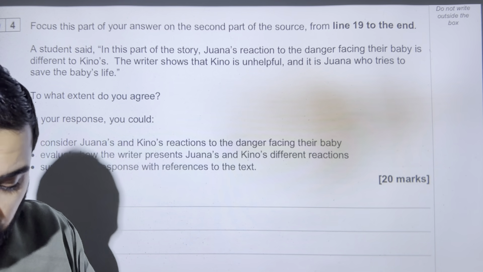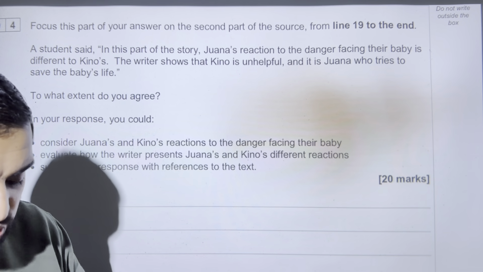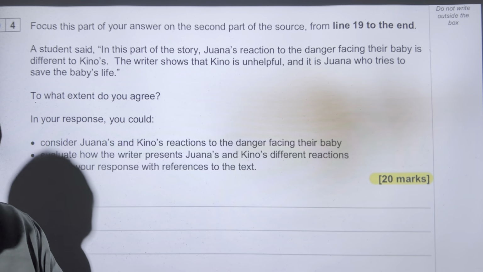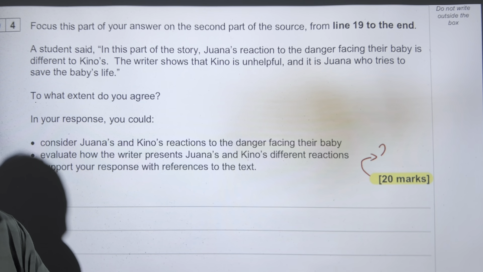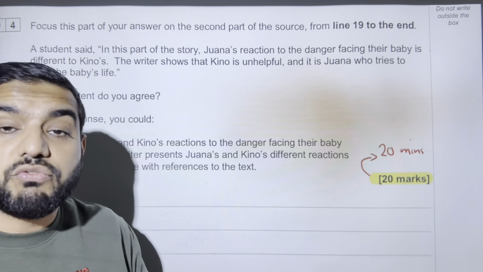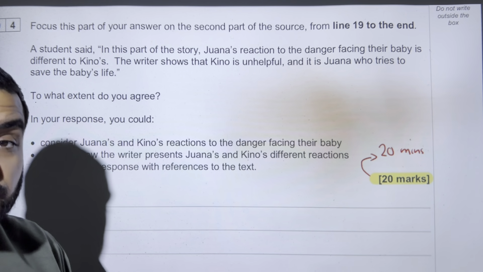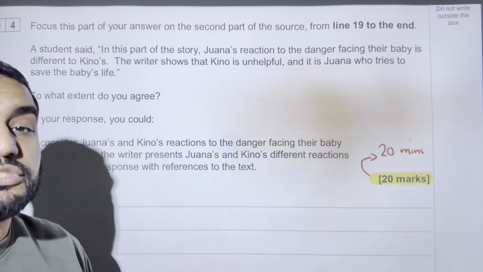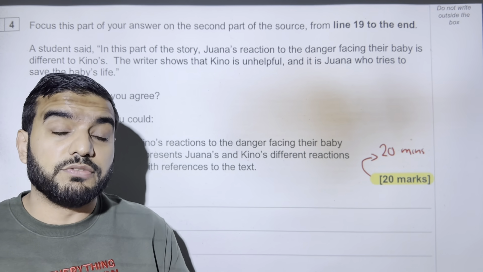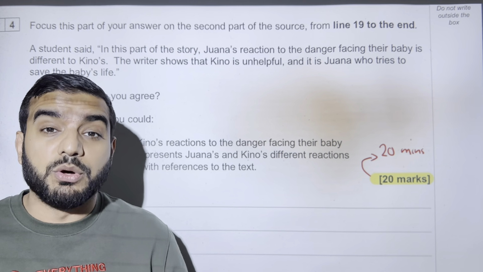And for a 20-mark question, guys, we are spending 20 minutes and we are looking to write 3 paragraphs. Now, in question 2, we were analyzing language. In question 3, we were analyzing structure. For this question, we can analyze both.